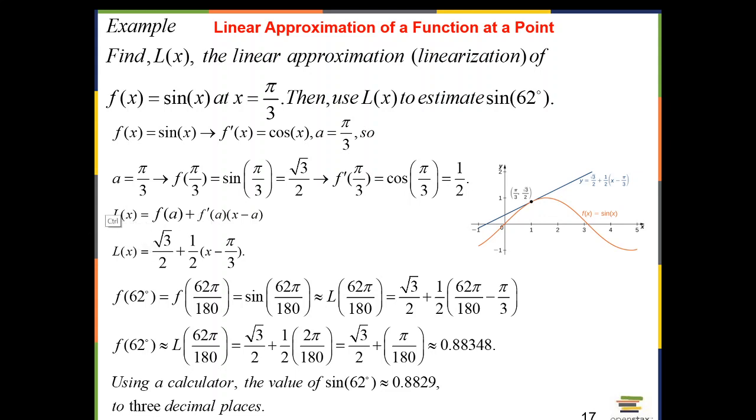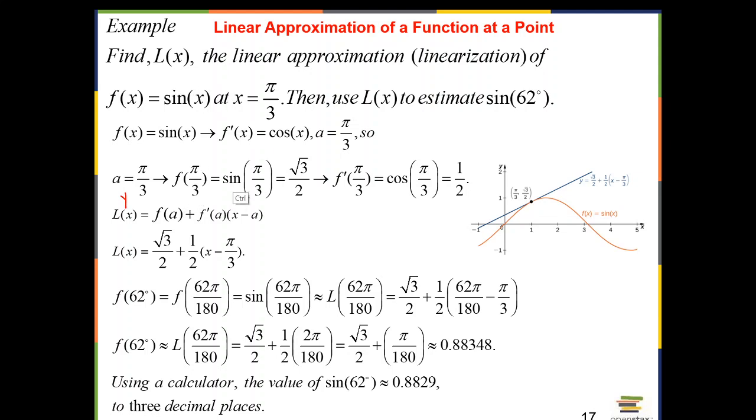We have a formula for L of x now, right? You don't have to start with the equation of the tangent line. We have an equation, we get a formula. This is the y in the tangent line, which we call L of x, right? So that's the formula for L of x. A here is pi over 3. So we're going to have to find f of pi over 3. What's f of pi over 3?